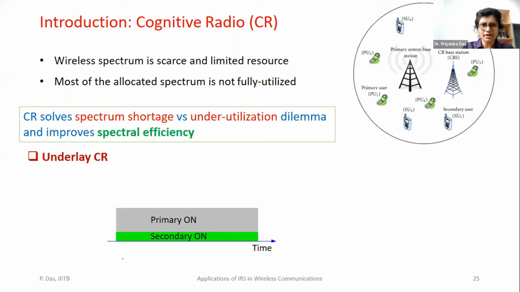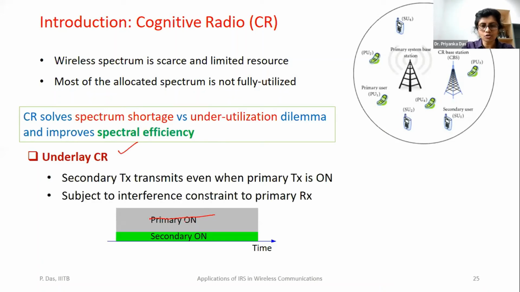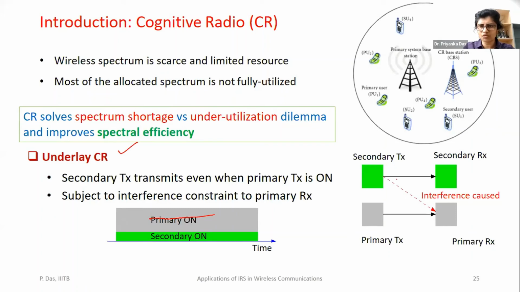There are two parties, one primary, one secondary. You have a primary base station, all the primary users, and there will be some secondary users. Secondary users will take advantage of the primary user spectrum. There are different modes of operation. We will focus on the underlay mode of CR, where when the primary users are transmitting, secondary users are also transmitting, same time, same frequency. Obviously, there will be interference from the secondary to the primary and also from the primary to the secondary receiver. So there will be an interference constraint.